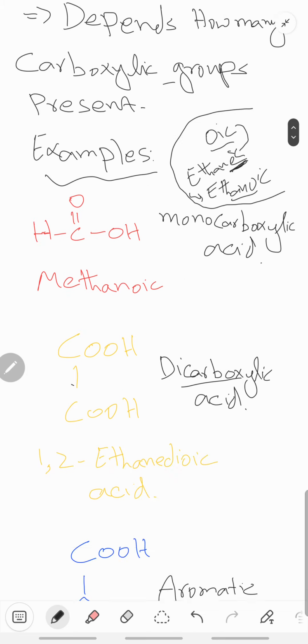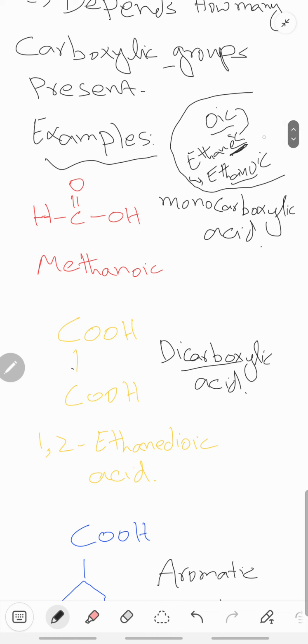And there are a few examples, and this is also a little bit about the nomenclature of the carboxylic acids. So this is the first example, and this is an example of an aliphatic carboxylic acid. This is methanoic acid, the most simple and common carboxylic acid, and it contains a hydrogen group and a hydroxyl group in the carboxylic acid. So this is methanoic acid.